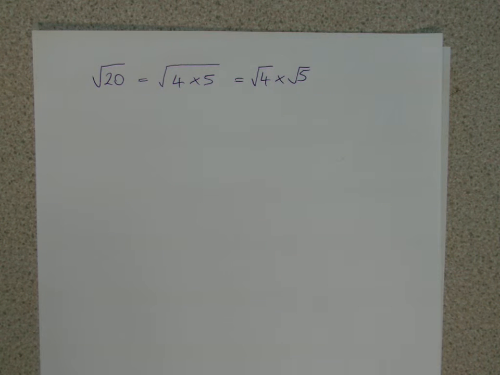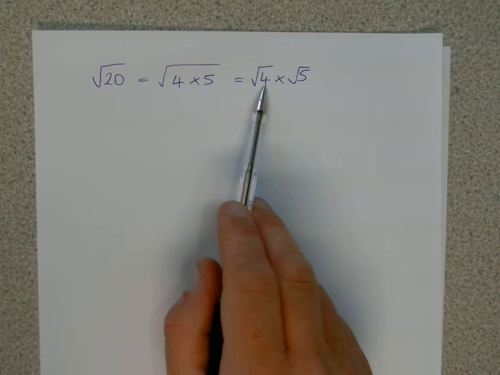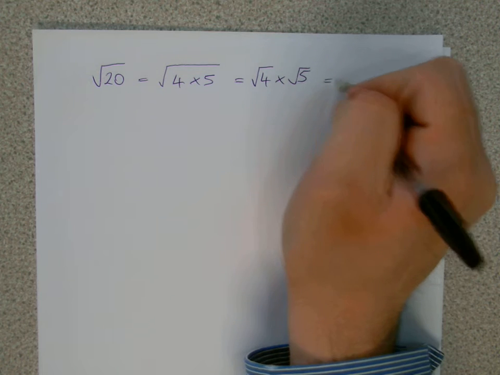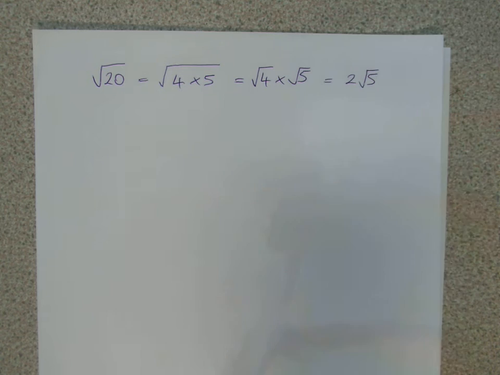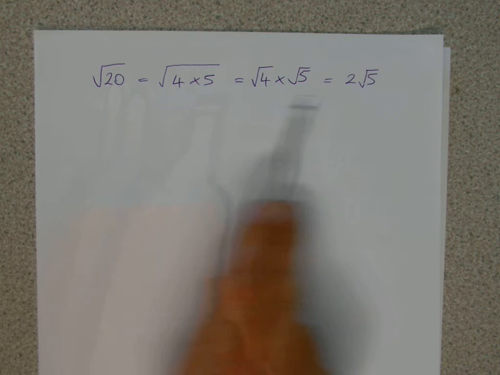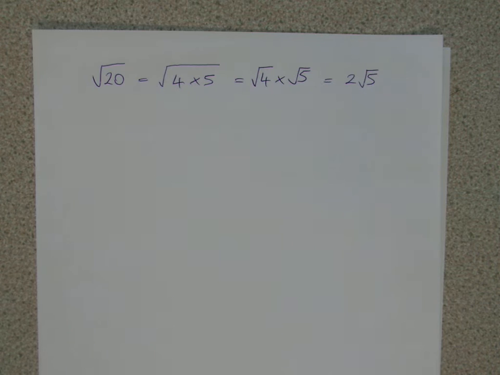And then we could determine from here what the root of 4 is, because we know the root of 4 is a whole number. We get 2, don't we? And then times root 5, so we'd write that as 2 root 5. So what I've done there is I've simplified my surd. In other words, the number under the root here is bigger than what I've got in my answer. My answer's got a smaller root, so hence I've simplified it.